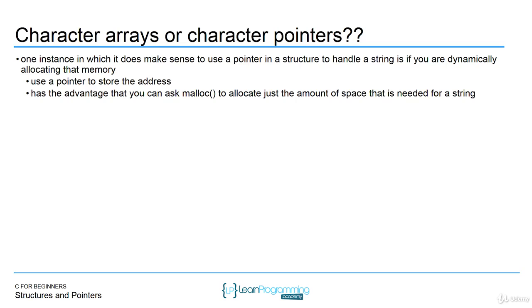Because other primitive data types automatically allocate the memory for you. So you want to use a pointer to store the address. This has the advantage that you can ask malloc to allocate just the amount of space that is needed for a string. We talked about the advantages of dynamic memory allocation.